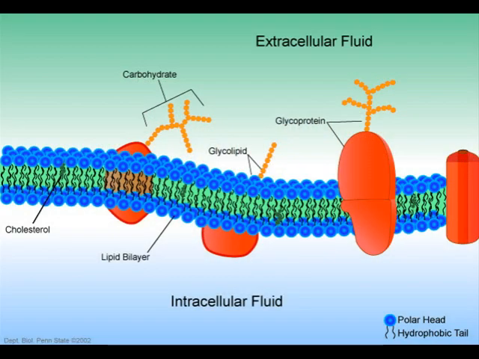This is the cell membrane. On the top we see extracellular fluid, and on the bottom we see intracellular fluid. We also see a very, very pretty lipid bilayer, and some cholesterol, some carbohydrate, some glycolipid, and glycoprotein.